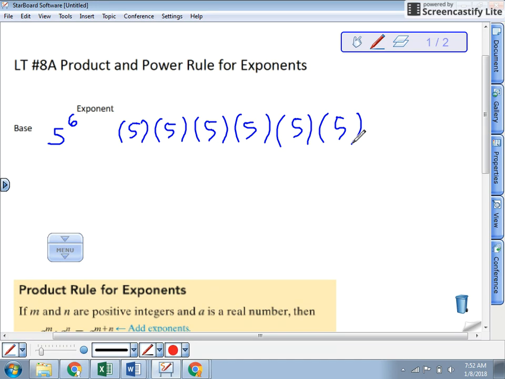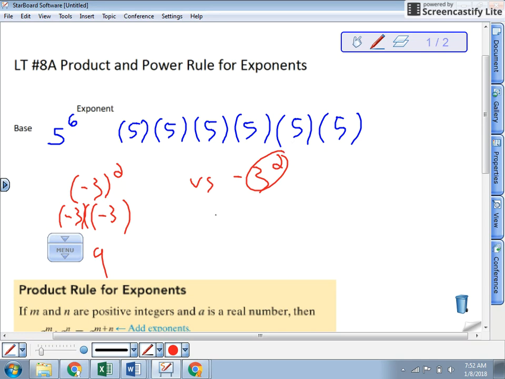Then a quick little reminder. Let's remember the difference between (-3) squared versus -3 squared. When it's inside parentheses like this, that's a negative times itself. So -3 times -3 would be +9. Over here, again, we do the exponents first, so the minus stays on the outside and it's 3 times 3. So this would be -9. So just be aware of those differences when you're working through these problems.